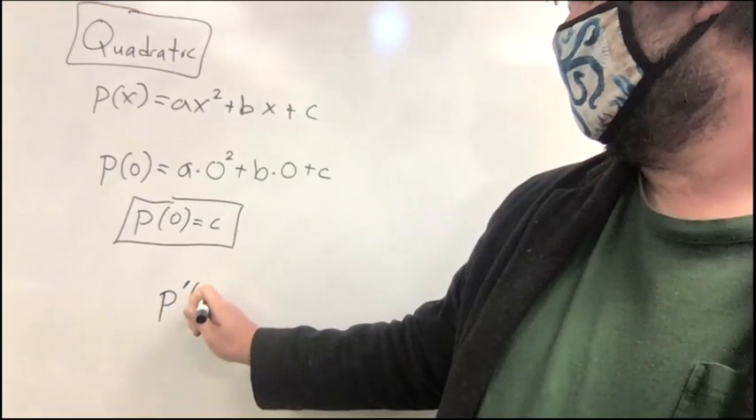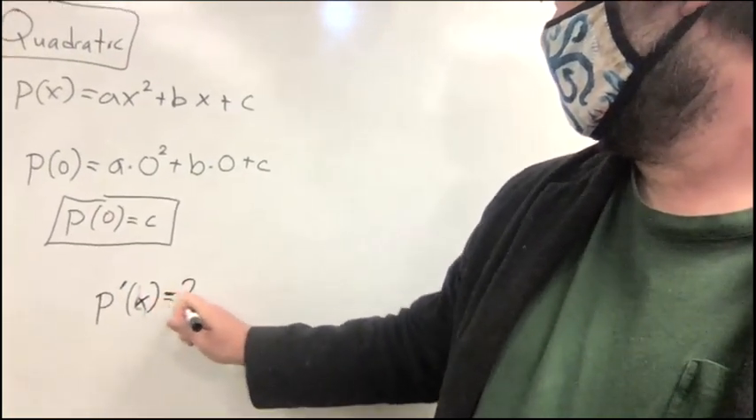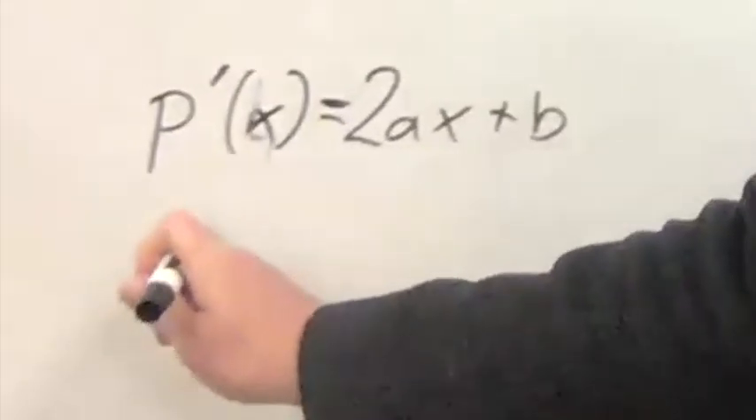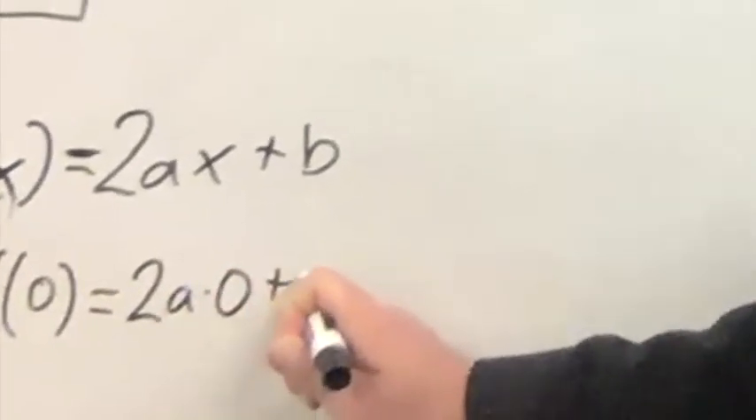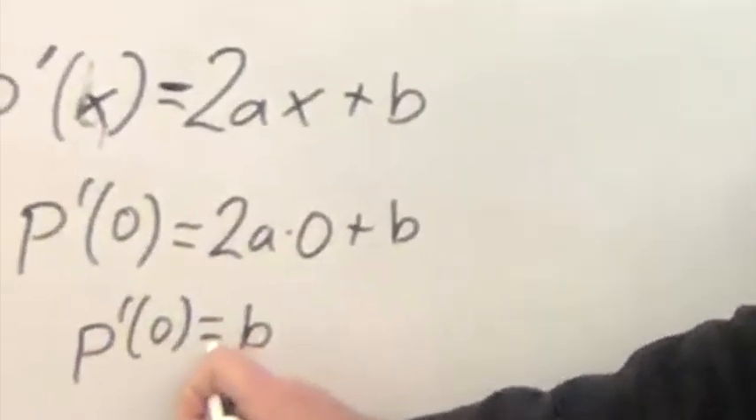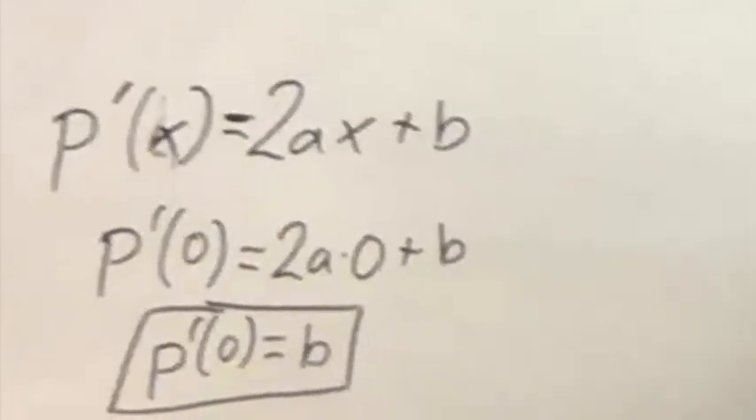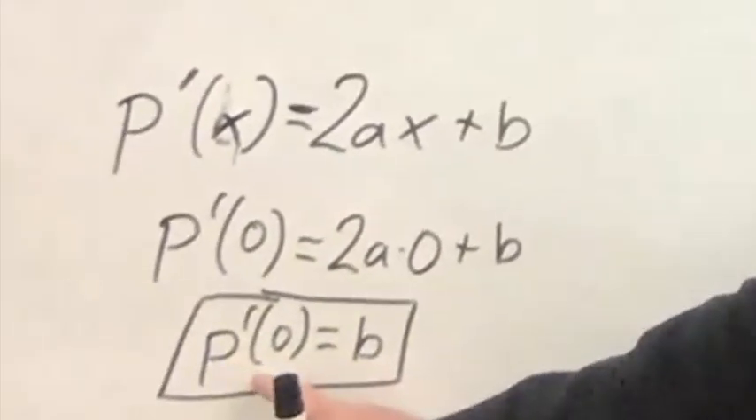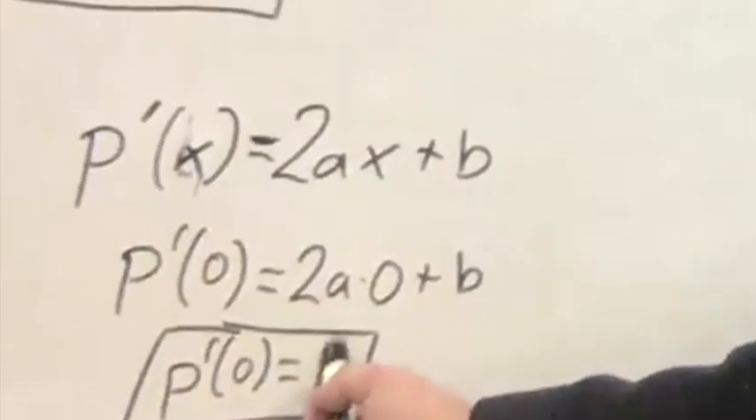P prime of 0, well, P prime of x, y'all correctly told me, is 2ax plus b. So P prime of 0 is 2a times 0 plus b. So it turns out that P prime of 0 is just b. That explains why the slope was controlled by the b. Because when we plug 0 into the derivative, we get the slope of the tangent line at 0, and we saw that was influenced by b.